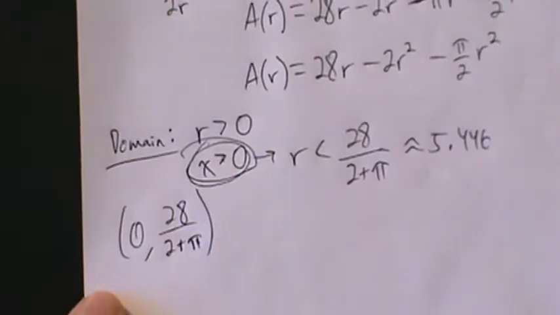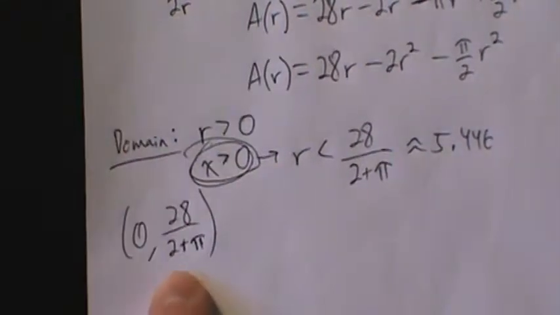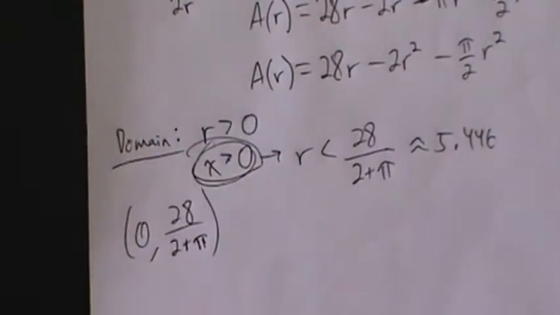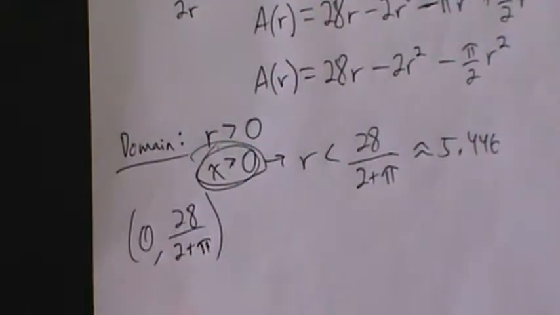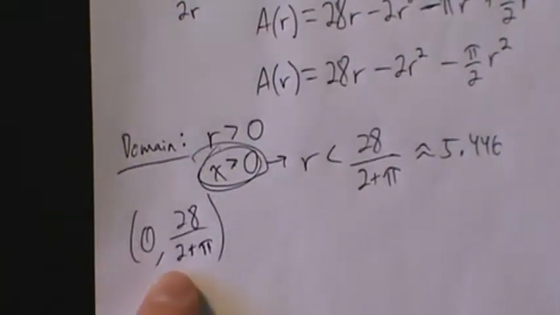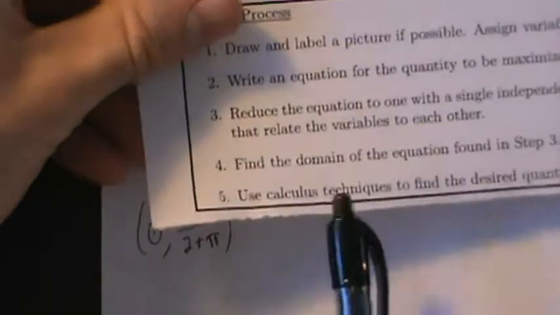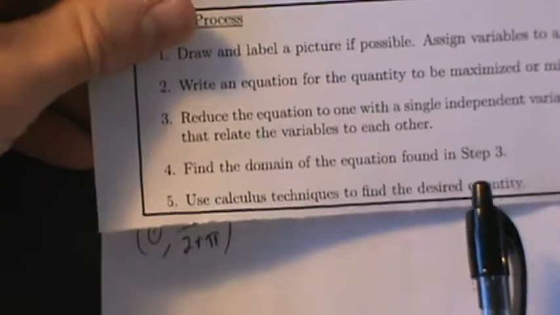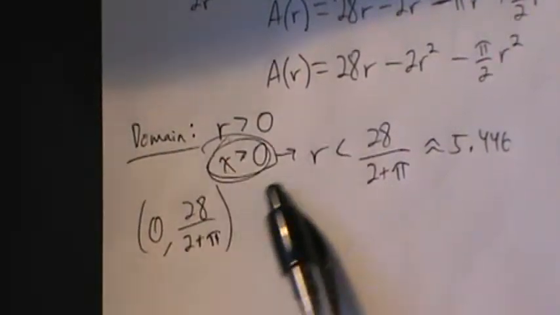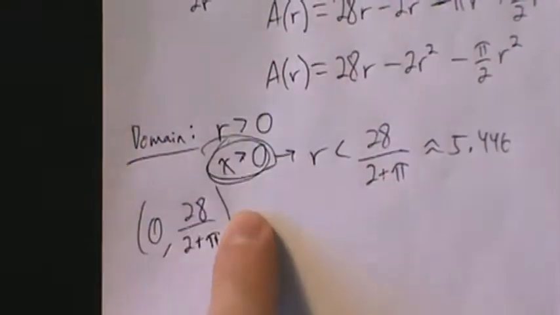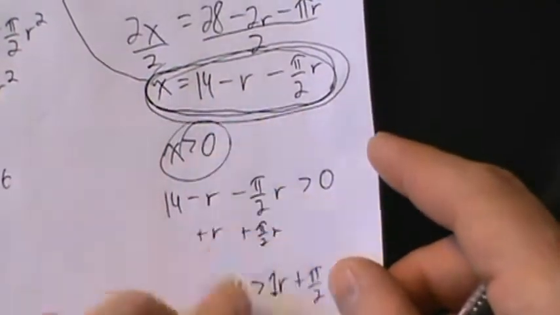Okay, so you should be exact as much as you can, so we'll use this expression and not 5.446. Because this expression is exact and this is rounded out to 3 decimal places, and it's better to keep it exact as much as you can for as long as you can. So here's our domain for the problem. Now that's step 4, find the domain of the equation found in step 3. And again, the domain had to be expressed just in terms of r, which is why x greater than 0 is not an okay answer to use for step 4. But we can use that fact combined with this equation to get this restriction here.